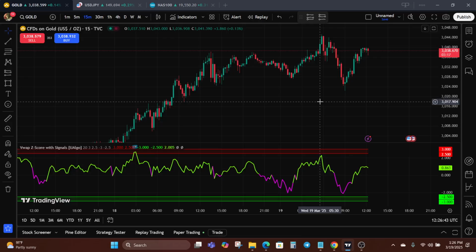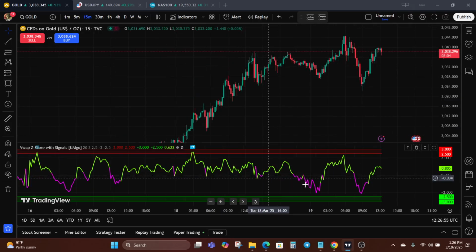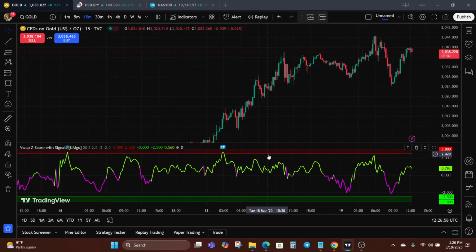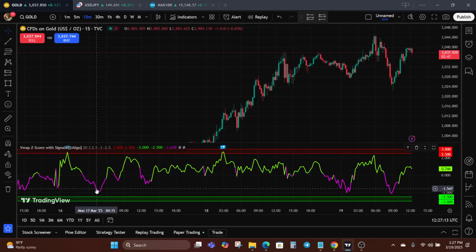Okay, so now how does this indicator work? You're going to notice that in this indicator window there is an upper zone in red and there is a lower zone in green. And then the indicator line itself fluctuates between green color and purple color.